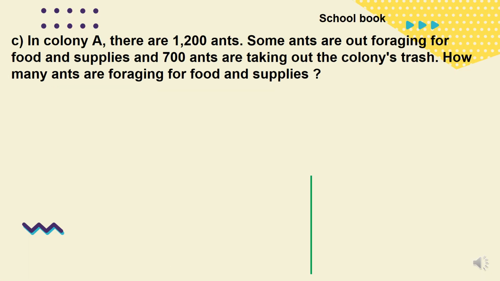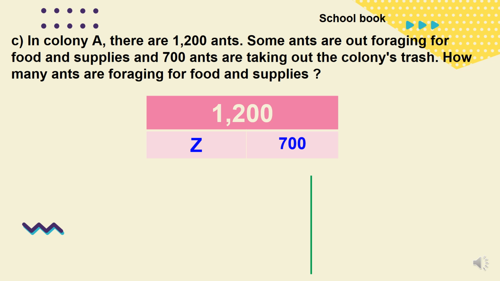Story number 3 from the school book. In colony A, there are 1,200 ants. Some ants are out foraging for food and supplies, and 700 ants are taking out the colony's trash. How many ants are foraging for food and supplies? So the total of all ants is 1,200. Some of them are taking out the colony's trash, equal to 700, and the other part is unknown, so we put for this variable z.